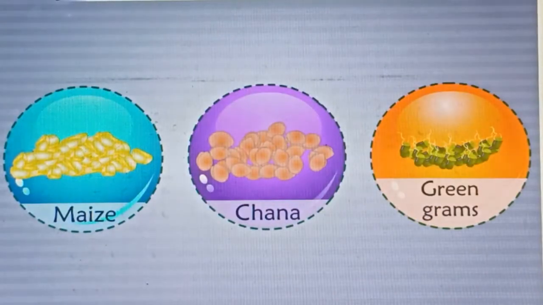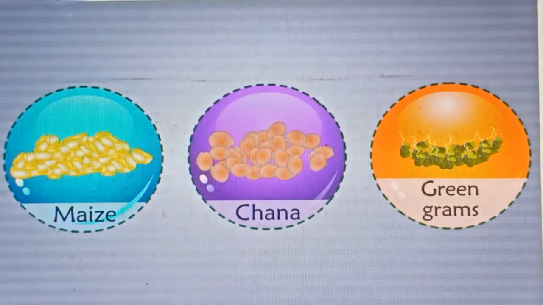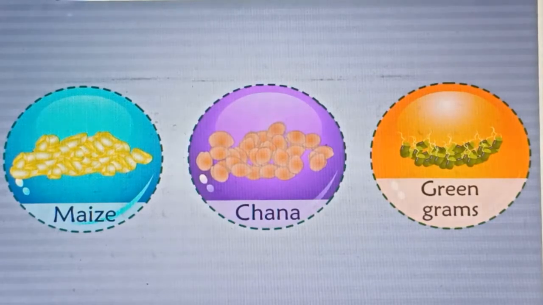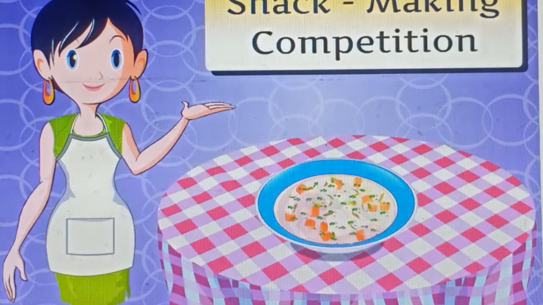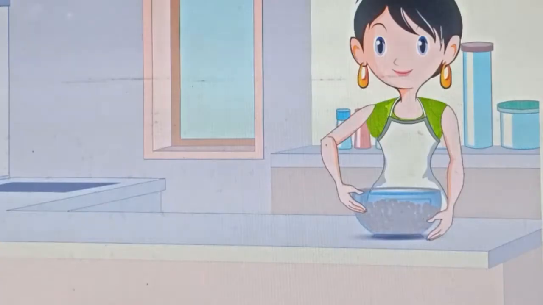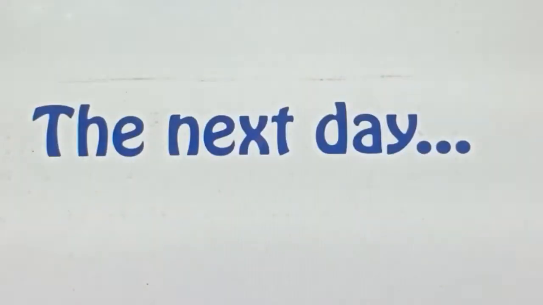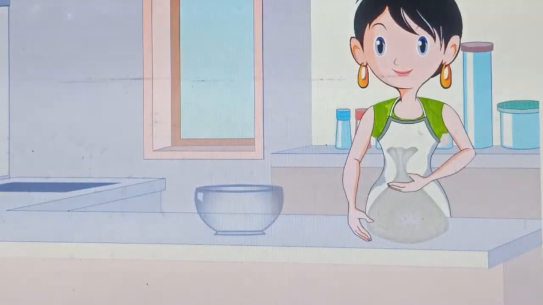Most of us also eat a variety of sprouted seeds. Now, with the help of an example, let us find how seeds develop sprouts. Tina is going to participate in the snack making competition. For this, she has soaked some dry seeds of chana. Tina has drained all the water, and now she is wrapping the seeds in a piece of wet cloth.